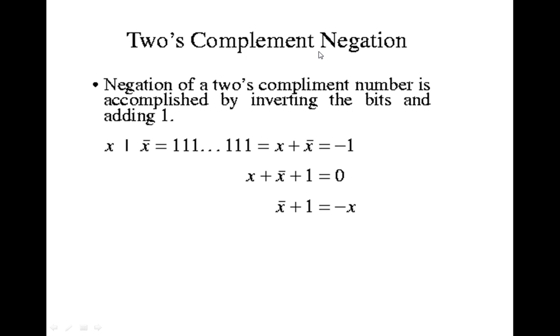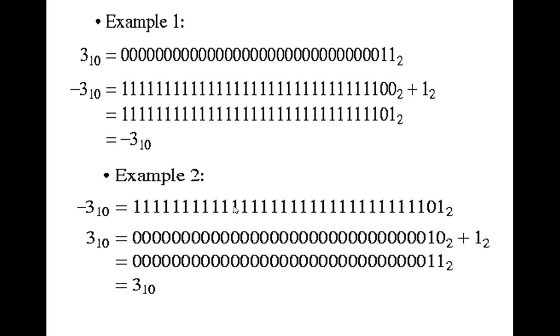Now next is 2's complement negation. In the same way, we can also use the 2's complement negation. This is x bar, 111, x plus x bar equals -1. This is the equation, so you have to note down this equation. This is how we can do the 2's complement negation. If there is a 3, then the output is -3. If there is a -3, then the output is 3.